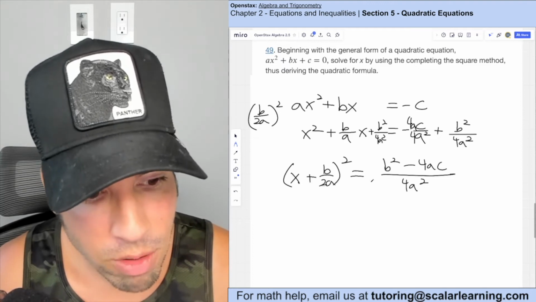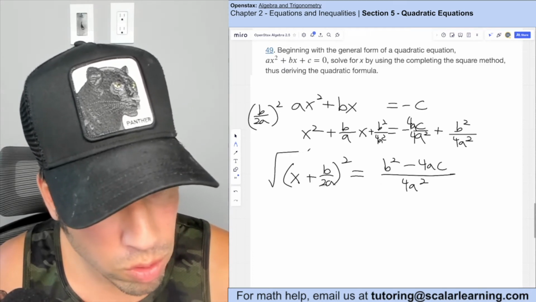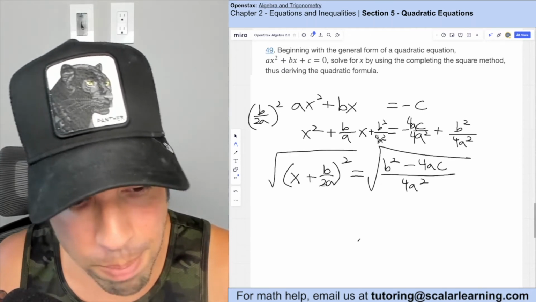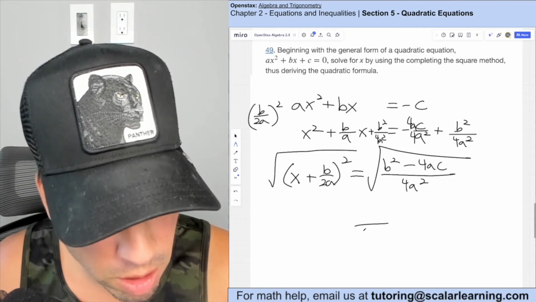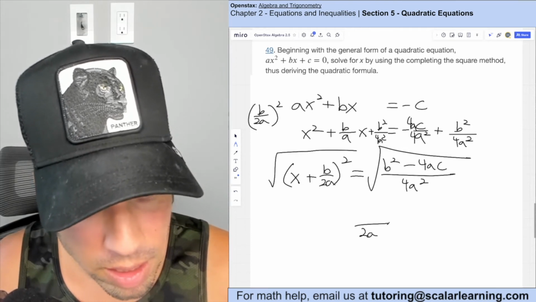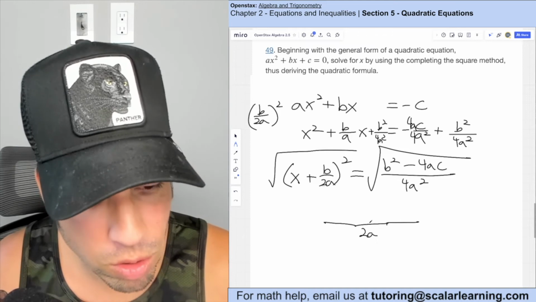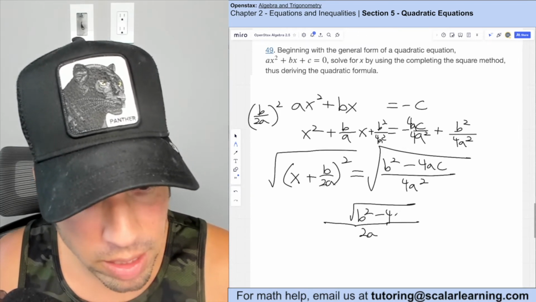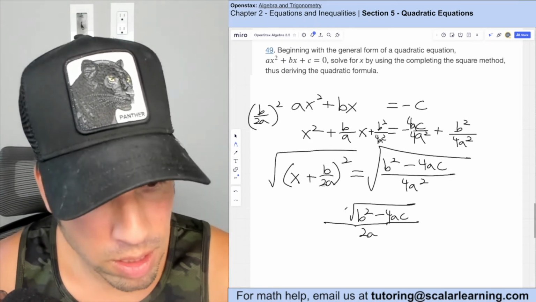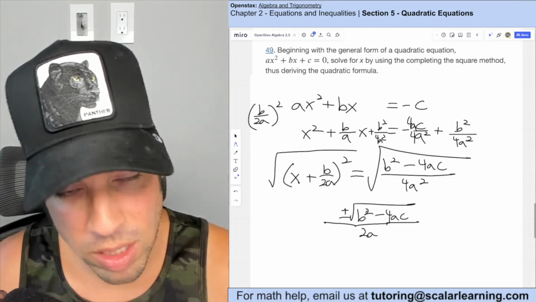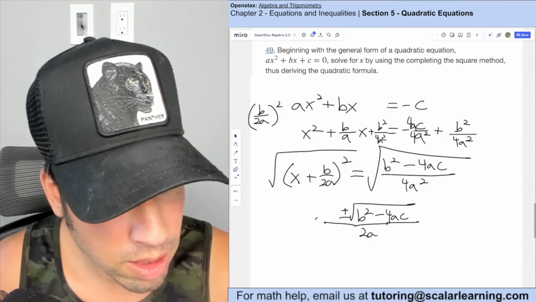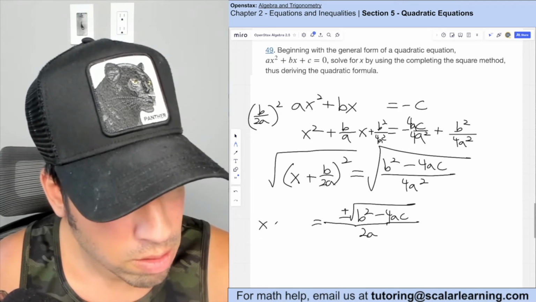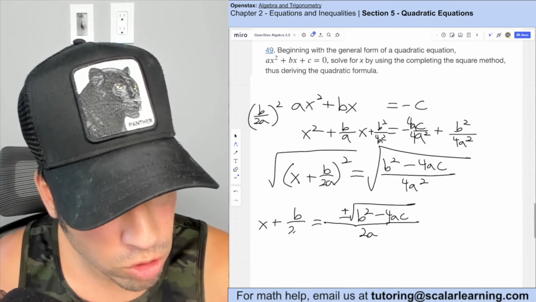So now I'm going to take the square root of both sides. And since the bottom is a perfect square, that can just become 2a. And on top, we can't really do anything with that. So that's going to just stay trapped inside as b squared minus 4ac. But once again, we're going to leave that plus or minus out there because we know that's a plus or minus radical. And then on the left side, we get x plus b over 2a.